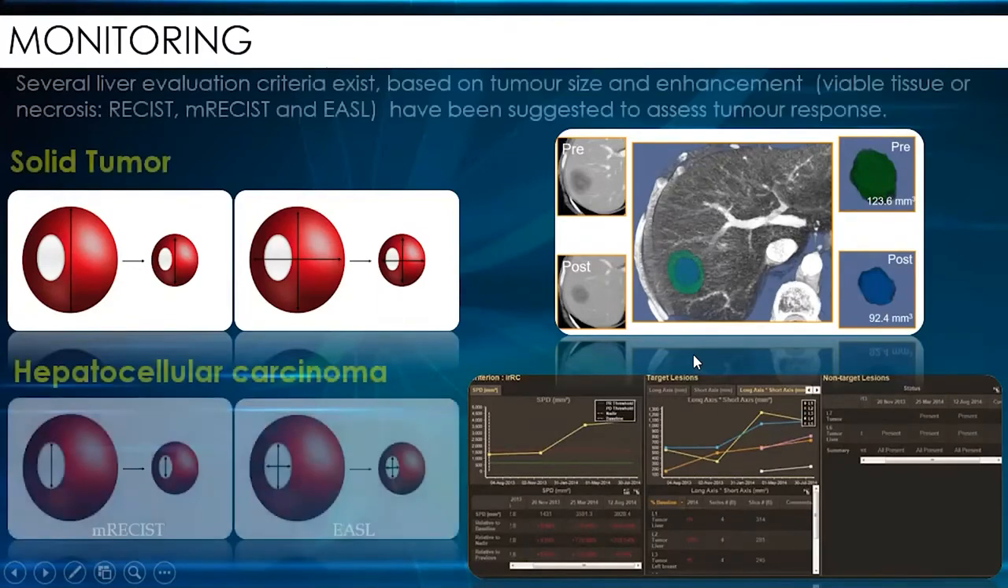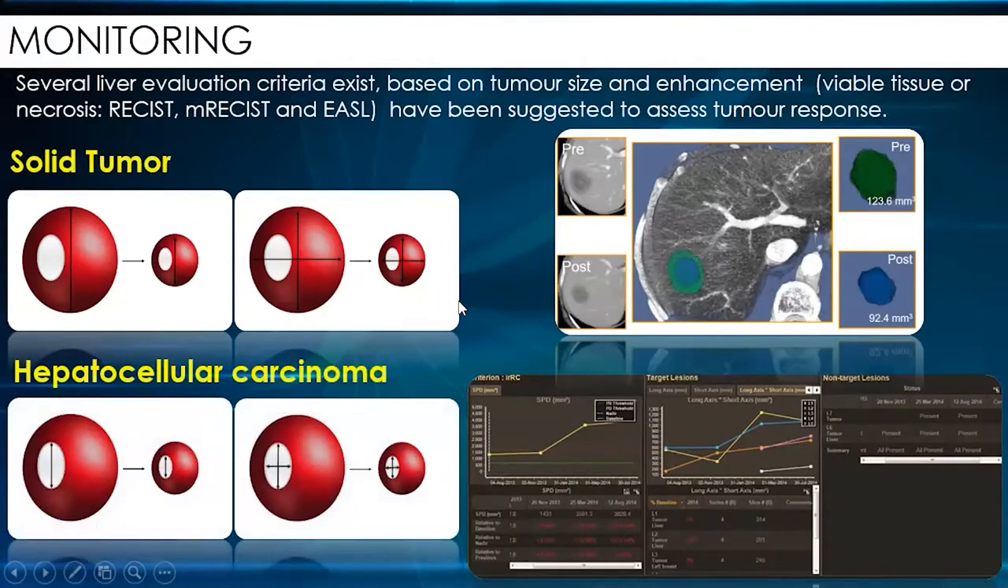But again, also in liver imaging, we have another issue because we do not have only metastatic lesions, but we have also the hepatocellular carcinoma lesion that has a typical response criteria that are called modified RECIST criteria or EASL criteria. In this case, we are not able to measure only the maximum diameter, but we have to consider also the enhancement because it expresses the viable tissue against the necrotic component. And again, if you want to work in the liver domain, we should buy different software for different needs of our hospital or different needs according to the different patient.